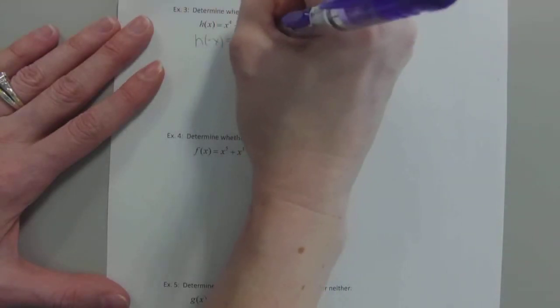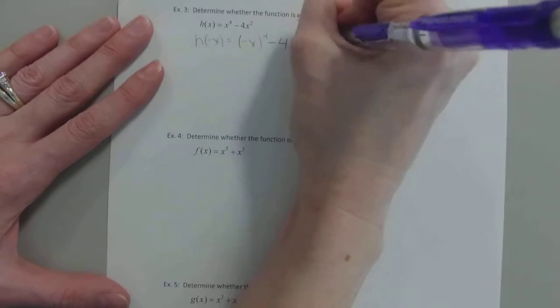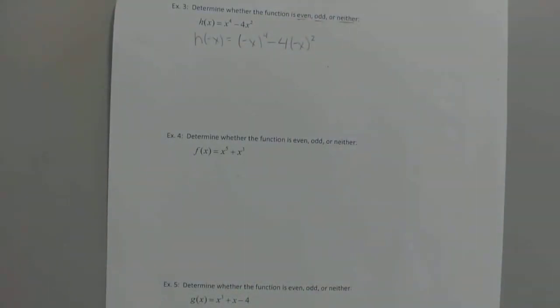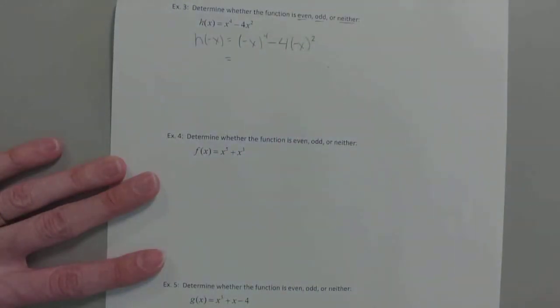To test whether it's even, odd, or neither, we're simply going to find what h of negative x is and then compare it to the original. So the first thing is x to the 4th. What are we going to do? We're going to do negative x to the 4th minus 4 times negative x squared.